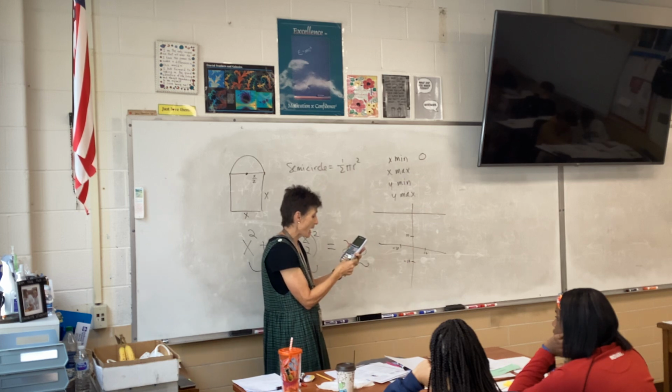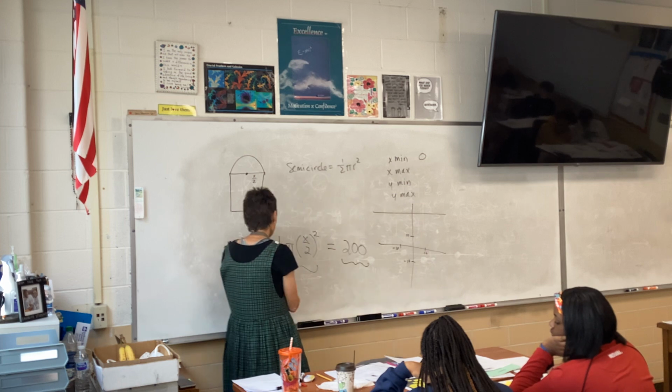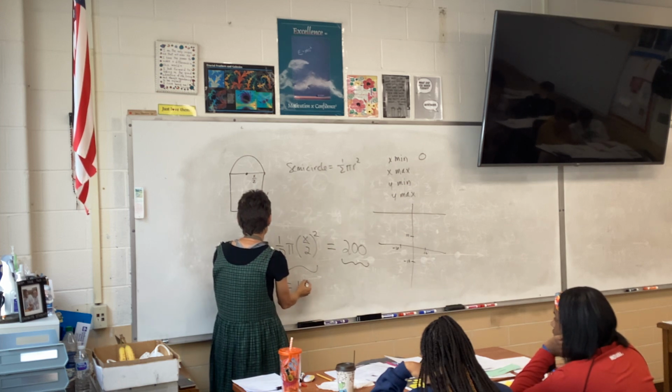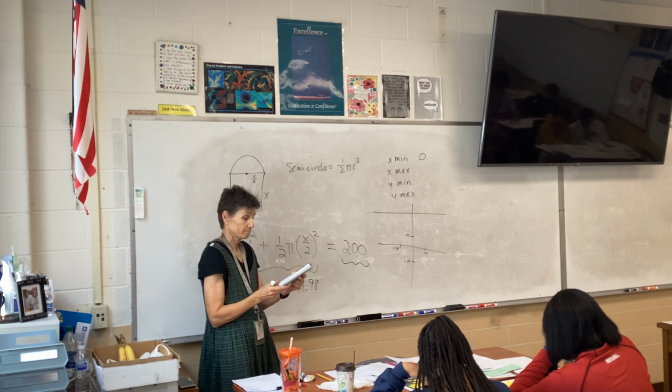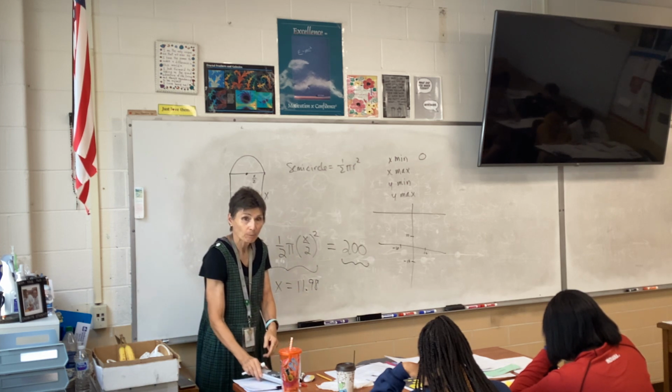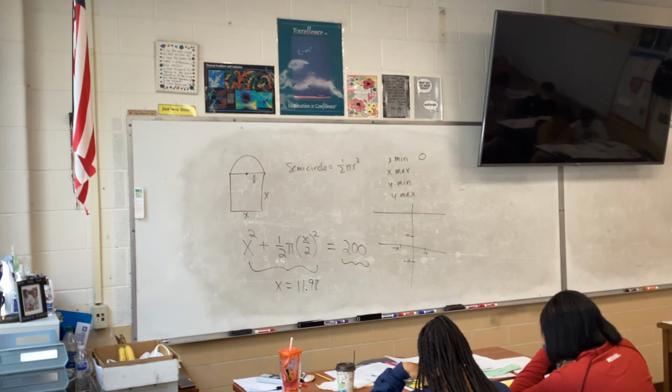Move it to the other side of the point of intersection. And I got X equal to 11.98. That was my point of intersection by X. I need just the X, I don't need the Y.